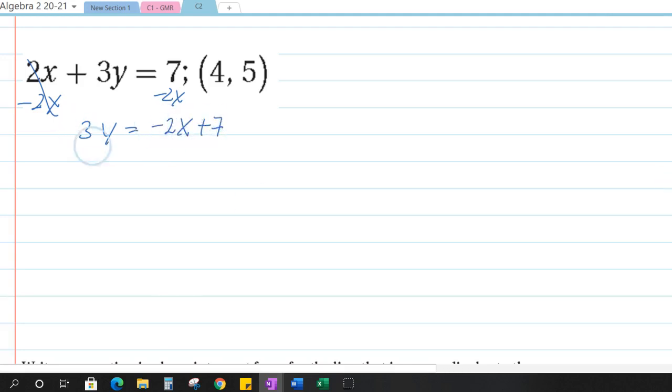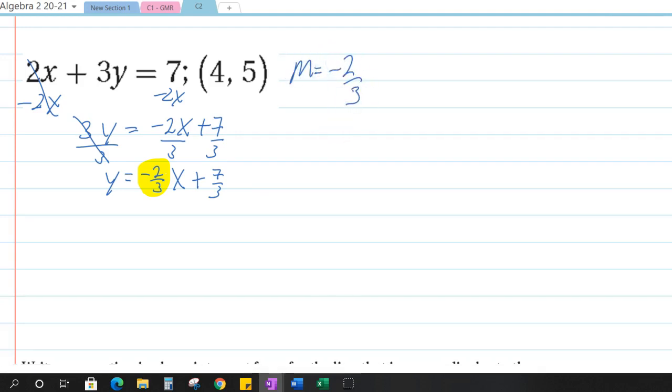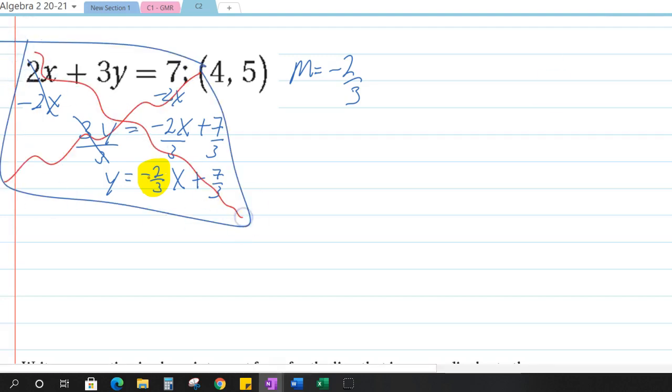In order to get the 3 gone, I divide both sides by 3. That gives me y is equal to negative 2/3 with the x behind it. Remember, when we have slope, we need the fraction in front. That means you're only dealing with the coefficients, plus 7/3. What is your slope? Your slope is negative 2/3. M equals negative 2/3. Now I am finished with that first equation. Gone. I don't need it. It was only there for one reason, to take the slope. Now I can move on.